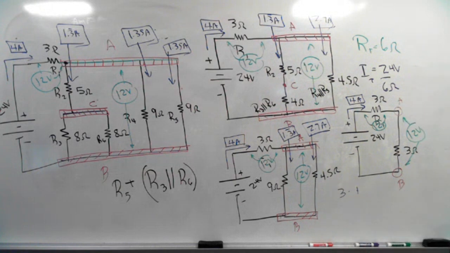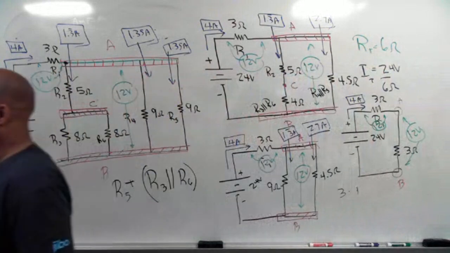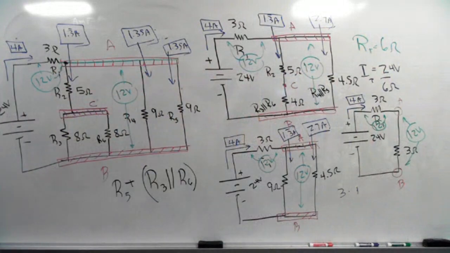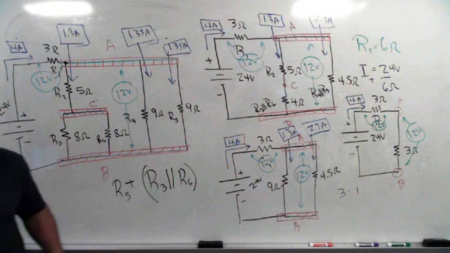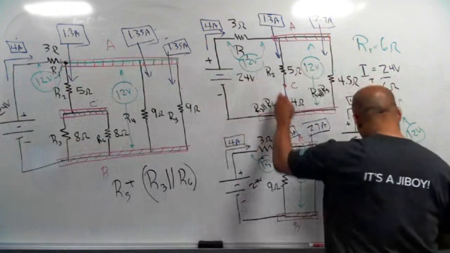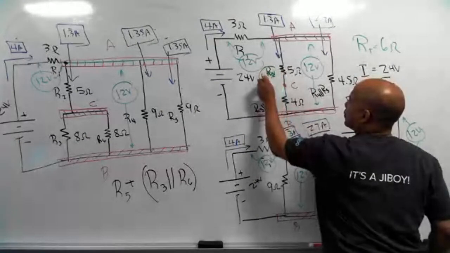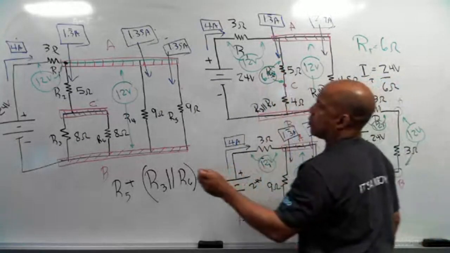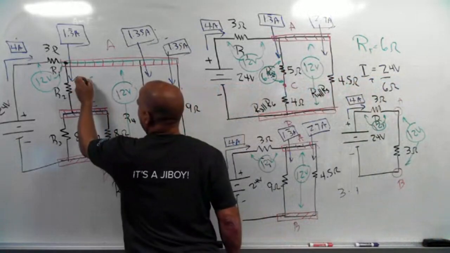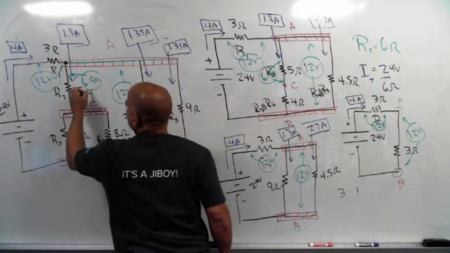So what is that? I got 5, is it 6.5? Trying to do this in my head. I think it's 6.5. 1.3 times 5. Yep, 6.5. So I got 6.5 volts across R2. I got 6.5 volts across here. And right here, 6.5 volts across this resistor.